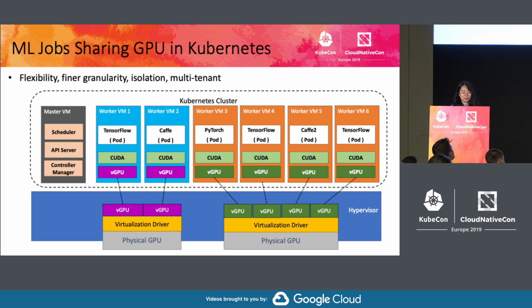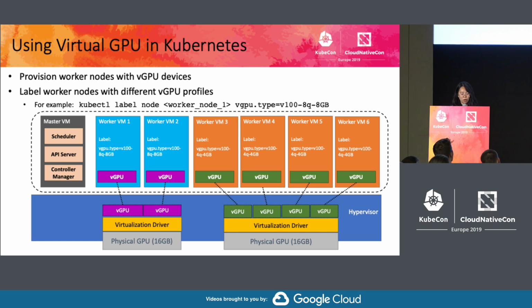Next, we extend the Kubernetes scheduler to support the new resource type, the virtual GPU resource type. We use the filter and prioritize methods to select the best matching worker node, and we use the bind method to deploy the pod onto a worker node.